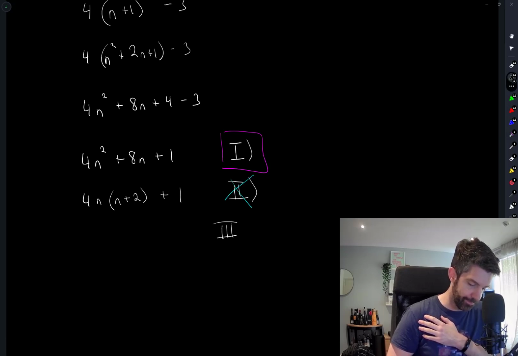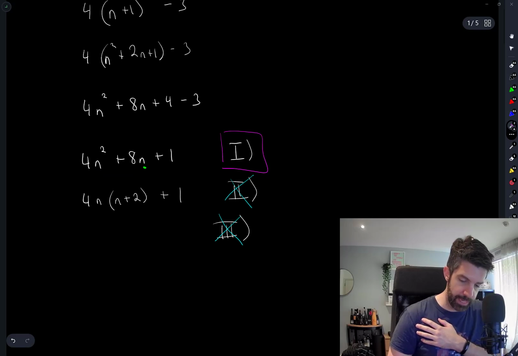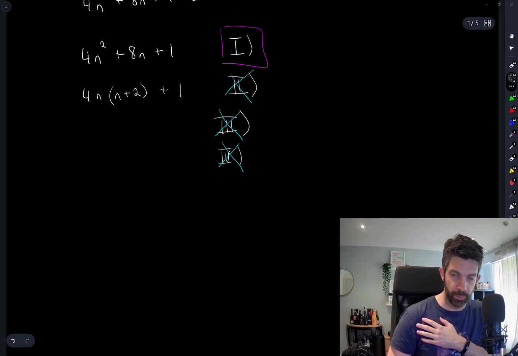Option 3, the final answer is 1 more than a multiple of 8. So I've already confirmed that that's not correct. Again, n is equal to 1 shows that it's not correct. The final answer is not prime. That's incorrect. If n is equal to 1, then this will be 12 and 13 is prime. So 4 is also false. Well, and not true in general at least. The final answer is not 1 less than a multiple of 3.